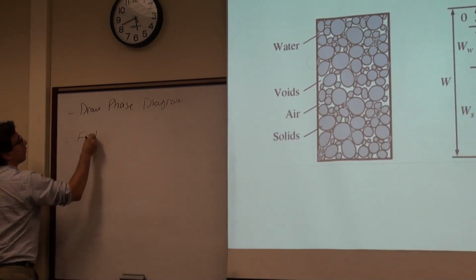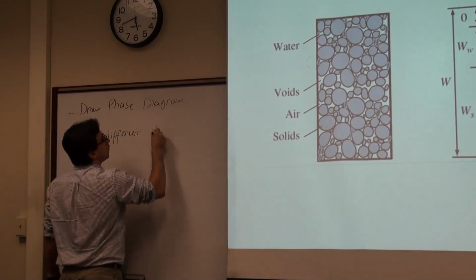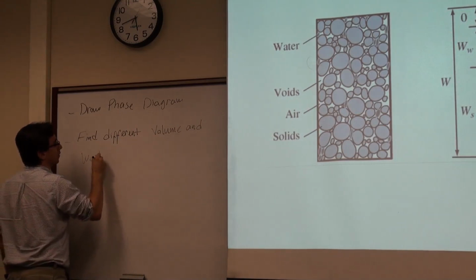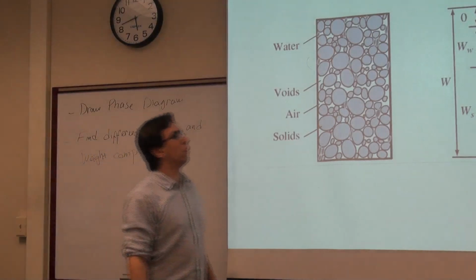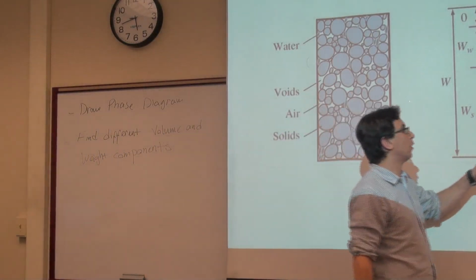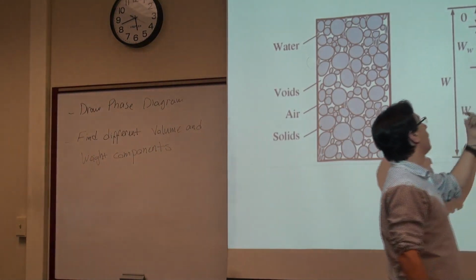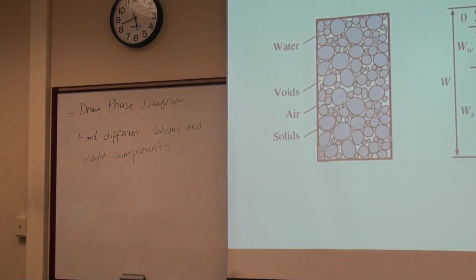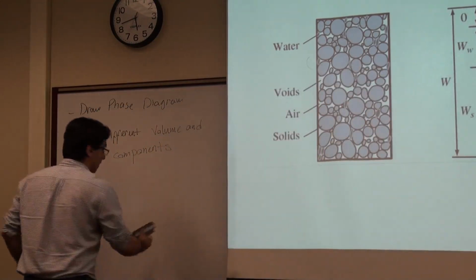Second, find different volume and weight components. When I say different volume and weight components, let's start from one side: find volume of solid, then volume of void, then weight of solid, and then weight of water. If you can find those components, you can find anything that you want in terms of volume or weight. But you need to remember some key definitions.